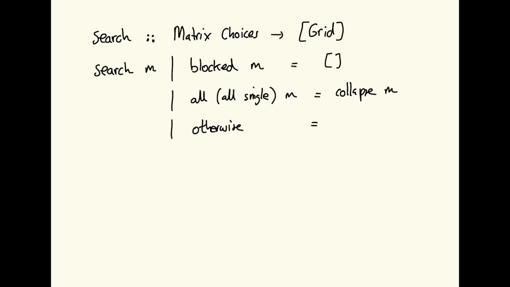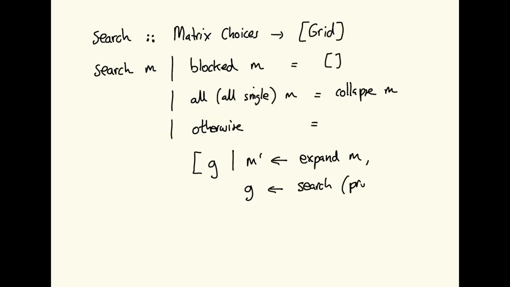So what we're going to do is we're going to use a little list comprehension here, and let me write it down, and then I'll explain what's going on. So we're going to expand, and then we're going to have another generator here. So here's the code for the other case. So what's actually happening here? Well, first of all, what we're going to do is we're going to expand our choice matrix. And expand is a function which is going to behave in a similar way to collapse, except it's only going to expand the first cell which has more than one choice.